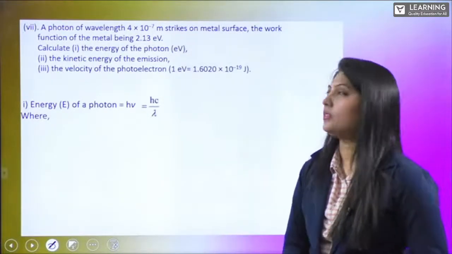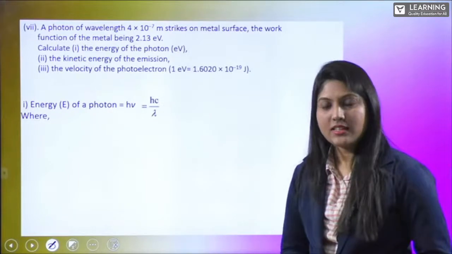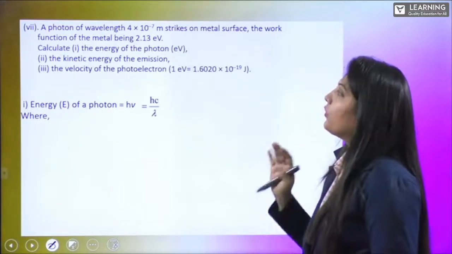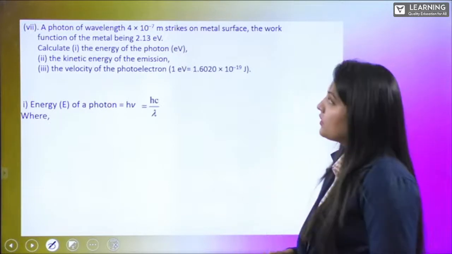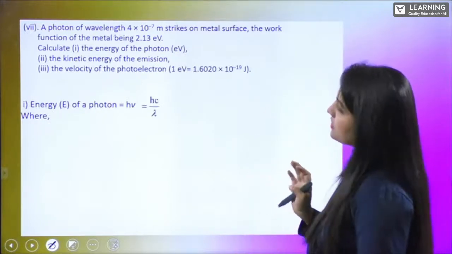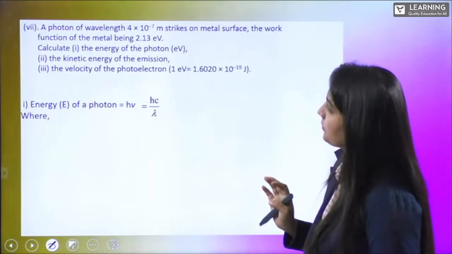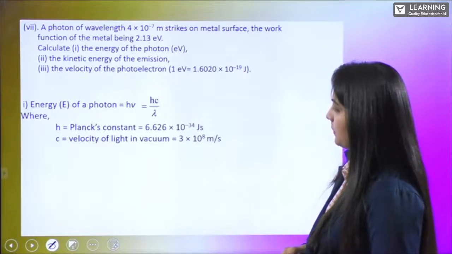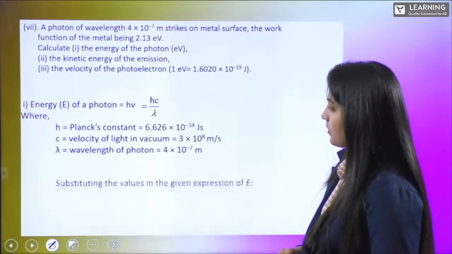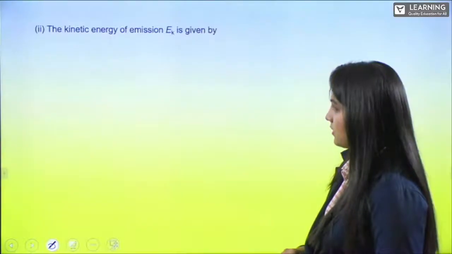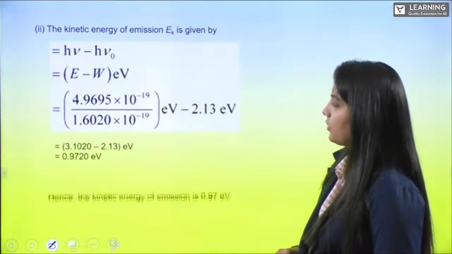The next question. Hope you are understanding, students. If you have any doubts, you can get back to us. The photon of wavelength 4 into 10 raised to minus 7 strikes the metallic surface. This we just did. Yes, we just did this. We'll just go with the next question.